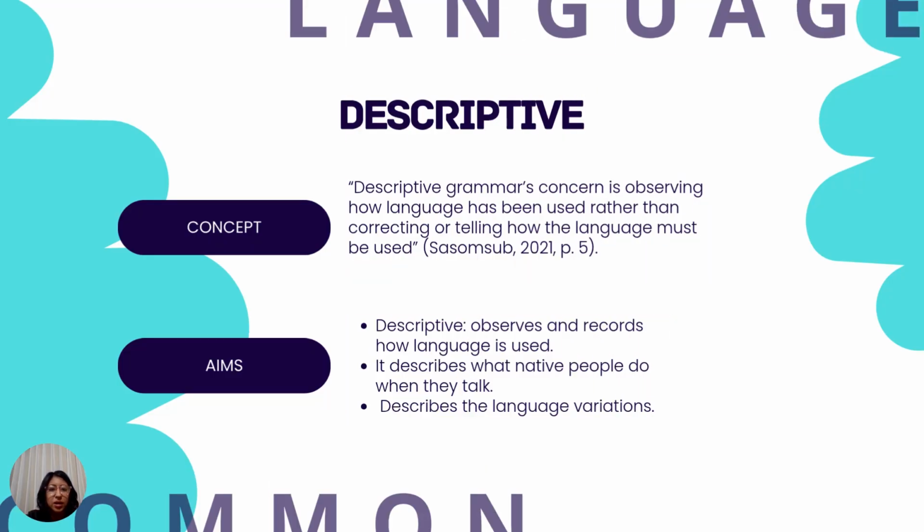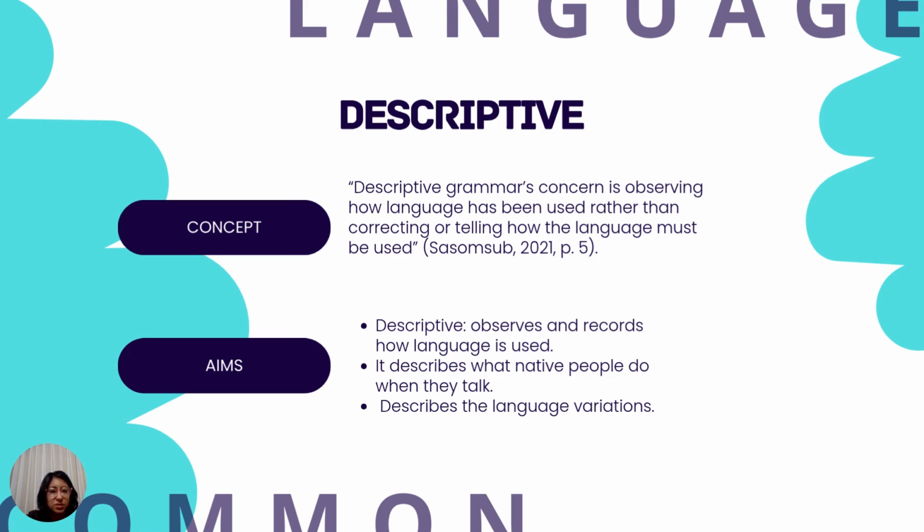Descriptive. Okay, descriptive grammar's concern is observing how language has been used rather than correcting or telling how the language must be used. In other words, it's like a common language or their dialect that we usually use with friends, with family. It doesn't help when we are writing an essay because it's like informal language.